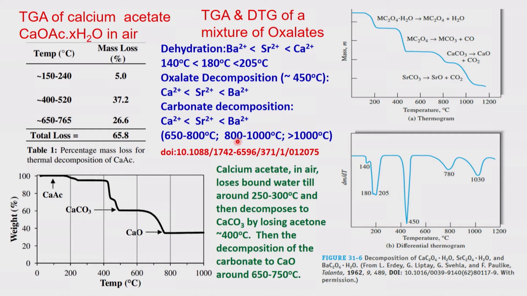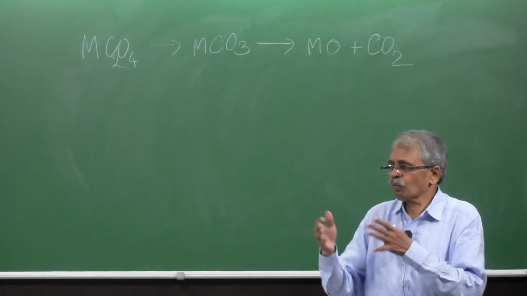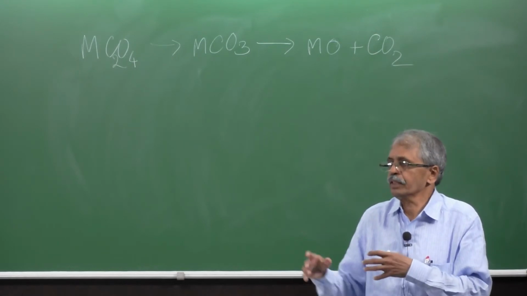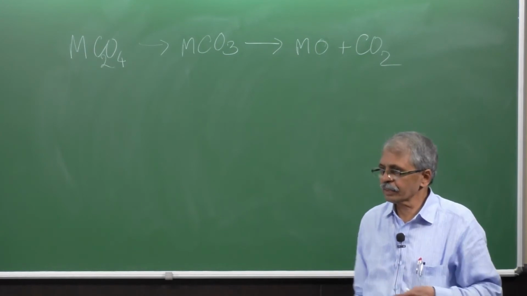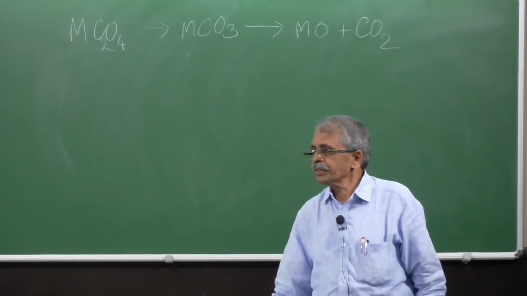Now you know where the water loss is at the lower temperature, the oxalates break down at somewhat intermediate temperatures like 400, 500, and then the carbonates go beyond 700, 800, even 1000. So it's very easy, and you can easily make it out.